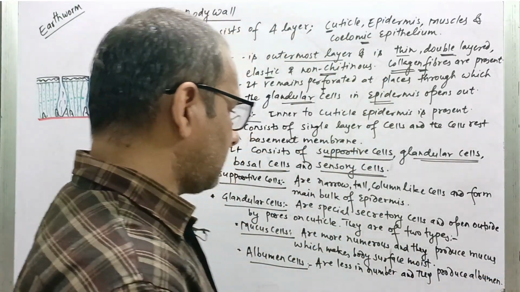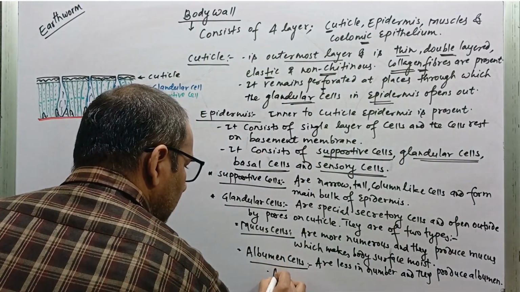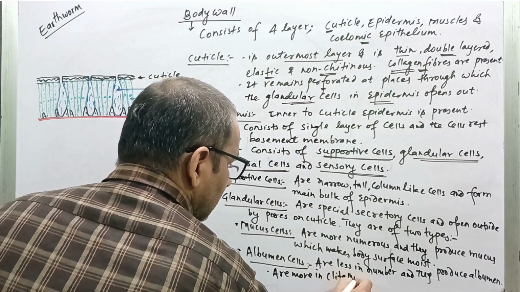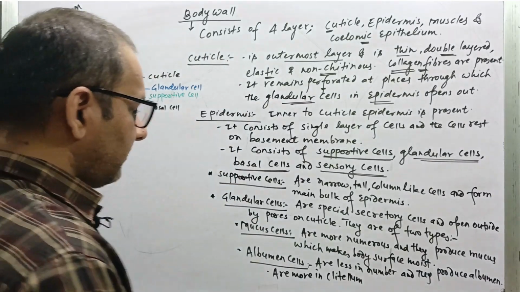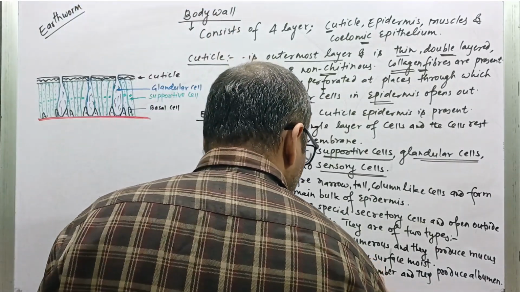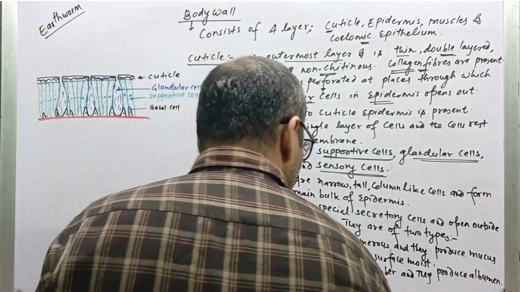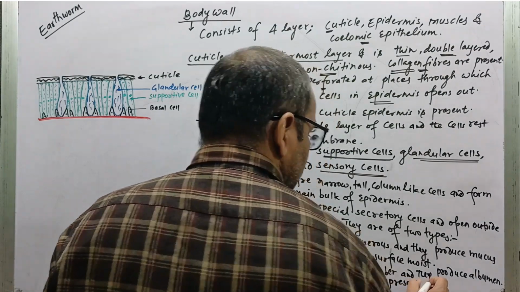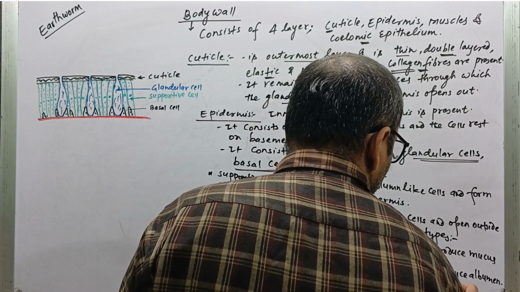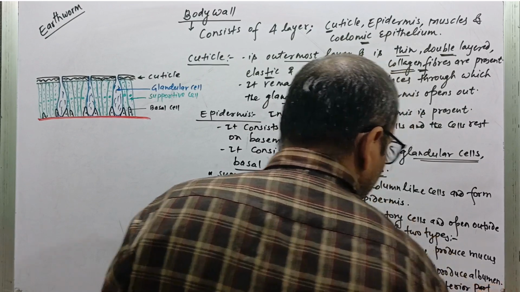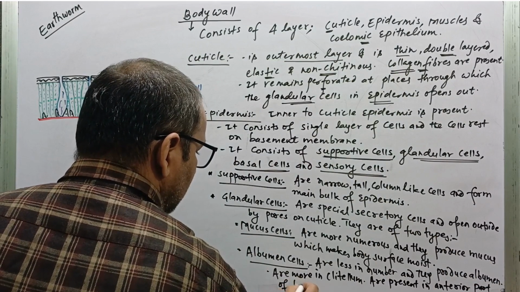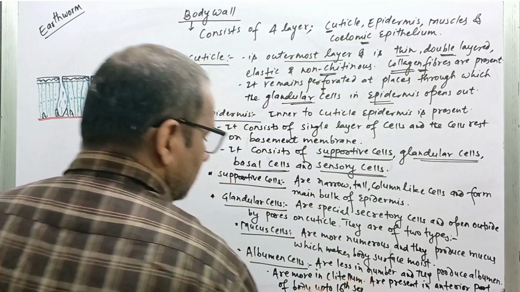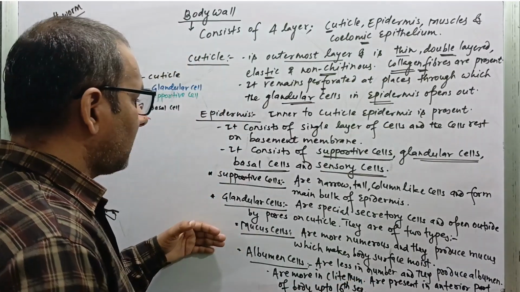Their number is more in clitellum, and they are present in front of the 16th segment, in the anterior part of the body up to the 16th segment. This is about the glandular cells.